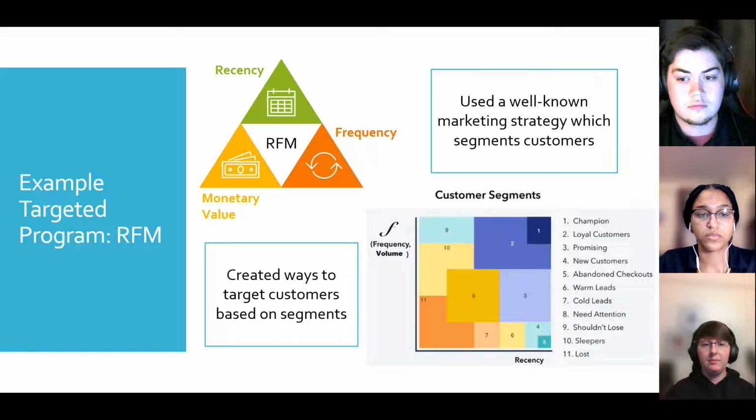So based on these three items, you're then able to segment your customers based on loyalty. So if they're coming in often, they're spending a lot of money, then you would most likely consider them a loyal customer, and you would want to continue to keep their business.